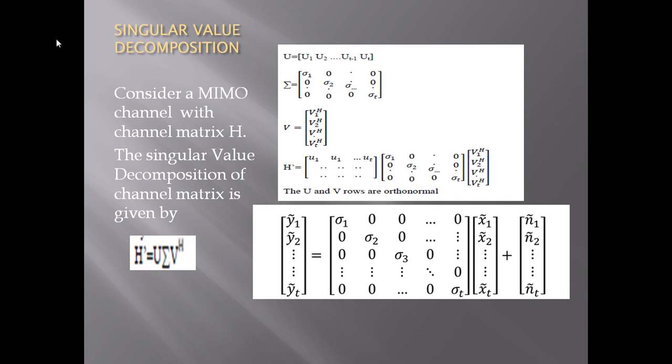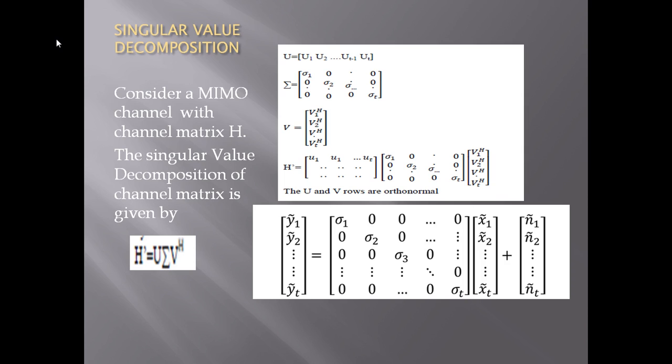An important concept to go through here is the singular value decomposition. Singular value decomposition is used so that the channel matrix is broken down into singular values for simpler calculations. Here we consider an equal number of transmitting and receiving antennas, which is equal to T. The singular value decomposition of the channel matrix is given by H equal to U sigma V Hermitian. U and V are unitary matrices and H is the channel matrix. The sigma matrix depicts the various singular values obtained.